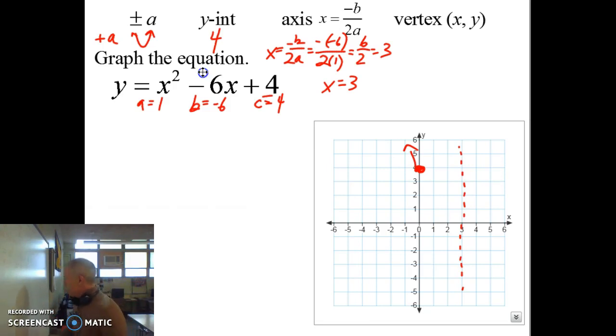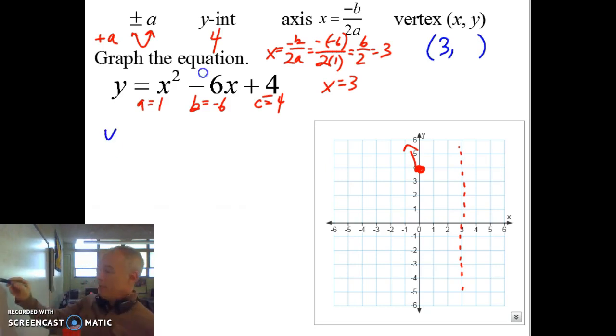Now, one thing we also know for sure is that our vertex is going to be on that axis of symmetry. Right? So our vertex is going to be on that. It's going to be lower than our y-intercept because our parabola needs to open up, right? So our vertex could be here, here, here. Who knows? That's the thing we have to determine. And the way to determine the vertex is to take the x value and substitute it into the equation.